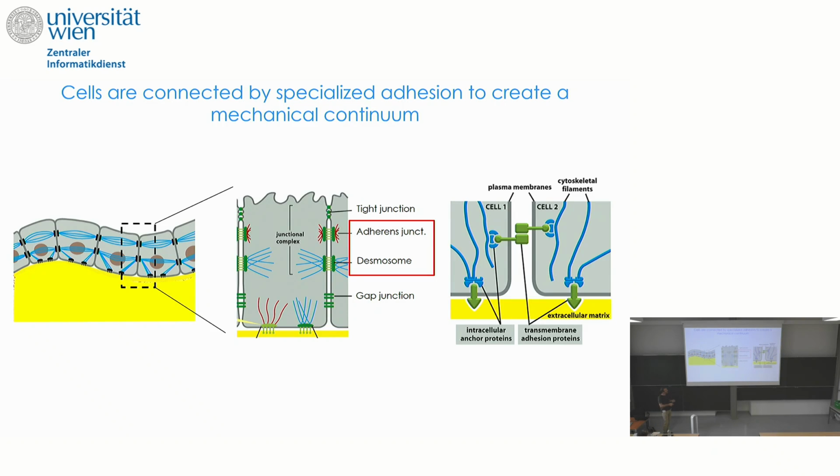So both of these types of junctions have roughly the same structure. They consist of a transmembrane protein, which will link one cell to its neighbors. And on the intracellular side, it will link to the cytoskeleton, often via a number of adapter proteins.